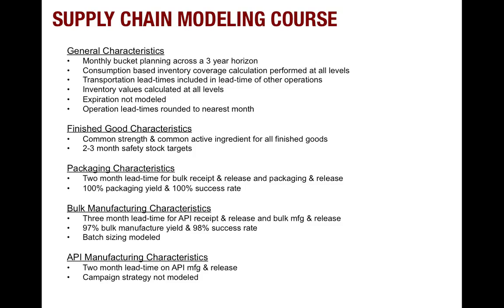In terms of finished goods, it's going to be a common strength and a common active ingredient. So we're going to have 1 location that manufactures the active ingredient, and we're going to have just 1 strength that we're talking about. So the example we'll use will be a 5 milligram tablet. Our safety stock targets for the different finished goods are going to be between 2 to 3 months, and we'll just make some different numbers up as we go.